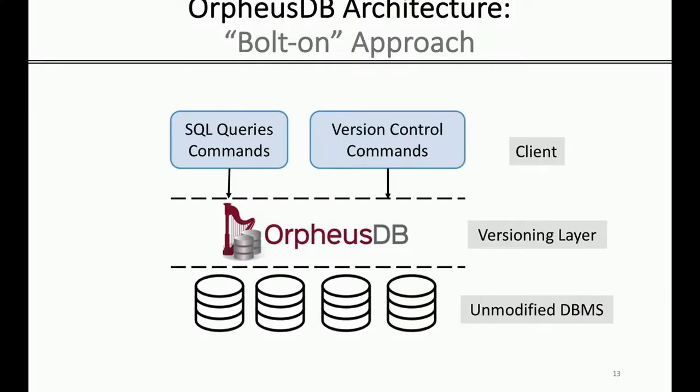So here is the overall architecture of OrpheusDB. OrpheusDB is a lightweight layer on top of a traditional relational database. And the user can interact with OrpheusDB using version control commands or SQL-like commands. Then OrpheusDB will try to translate the input statement into SQL queries that can be executed in the underlying database. And the underlying database is unmodified, and it is unaware of the concept of versioning. So all the versioning logic is handled inside the intermediate layer in OrpheusDB.